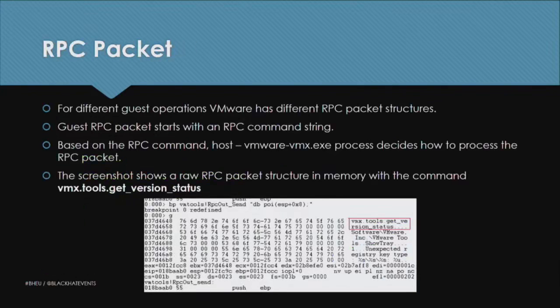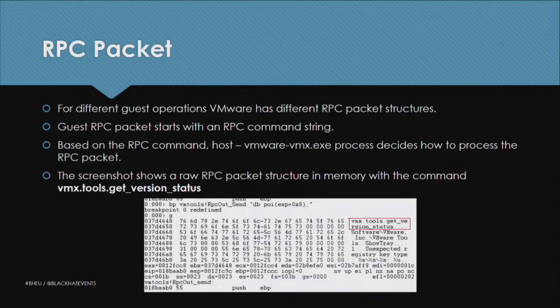We have talked about some of the features that VM Tools brings inside the guest operating system. To be able to communicate with the host, the guest operating system has to send some command from guest to host. It usually does this by sending an RPC packet from guest to host. As you can see here, this is a raw RPC packet we have taken from the vmtoolsd.exe process. Each and every RPC packet of VMware starts with an RPC command string. When the packet is received at the host end, based on this command, the host decides how to process the packet.